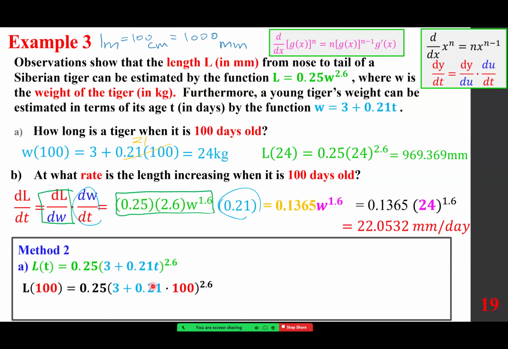Of course, this part you already know is 24. Put it into a calculator, and it gives you exactly the same answer as you got in the first place. So we have L of t.